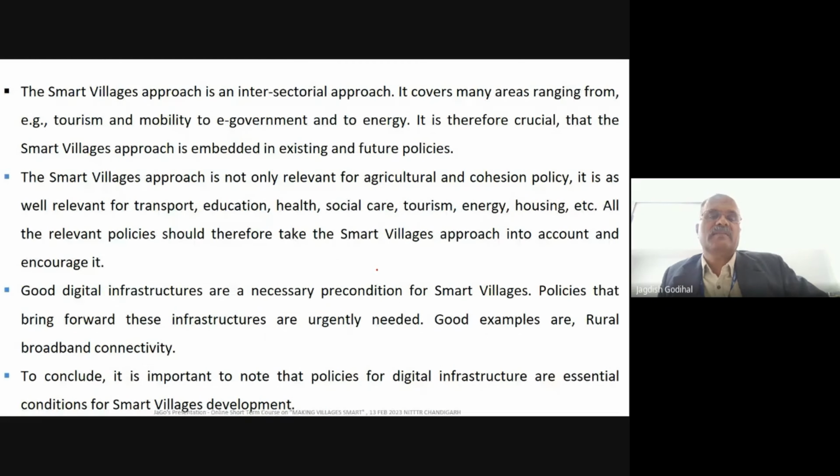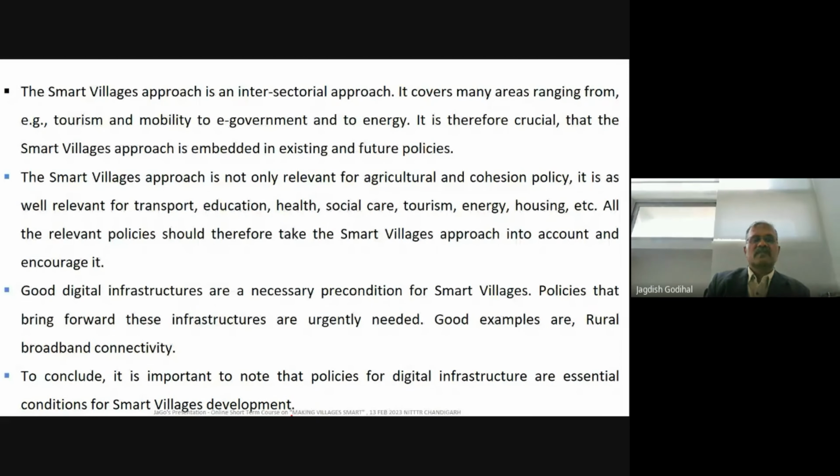Coming to the summarization, the smart village approach is an inter-sectoral approach. It covers many areas, ranging from tourism and mobility to government and energy. It is therefore crucial that the smart village approach is embedded in existing and future policies. It is not only relevant for agriculture and cohesion policy, it is as well relevant for transport, education, health, social care, tourism, energy, housing, etc. All the relevant policies should therefore take the smart village approach into account and encourage it.